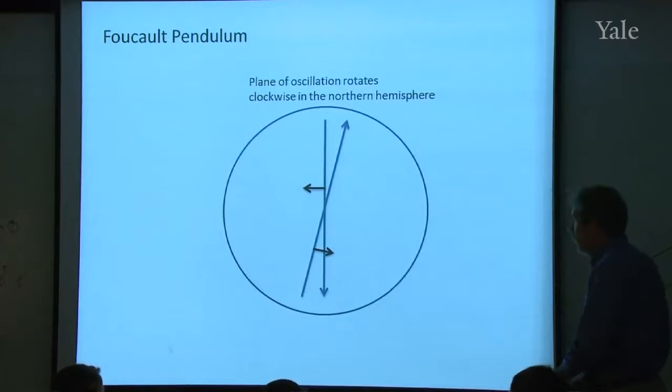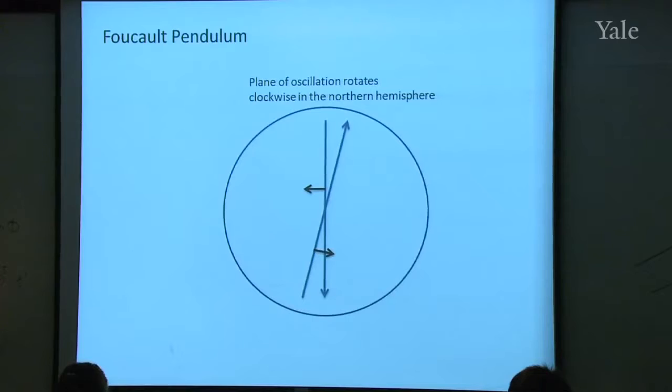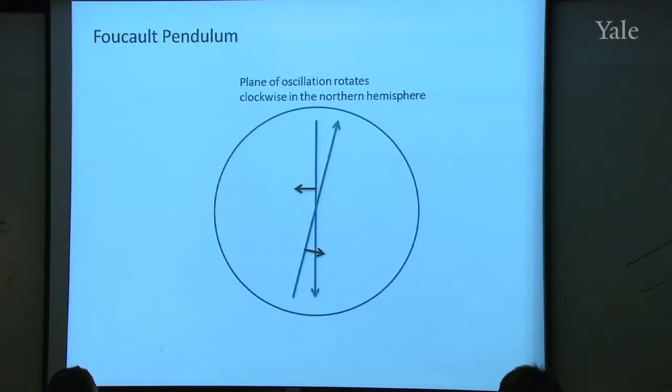In this case, I've drawn the Coriolis force acting to the right of the motion vector, and so the Foucault pendulum is going to precess in the clockwise direction through the action of the Coriolis force.